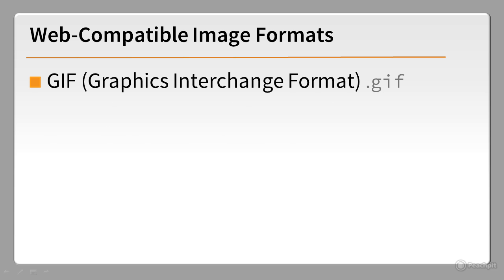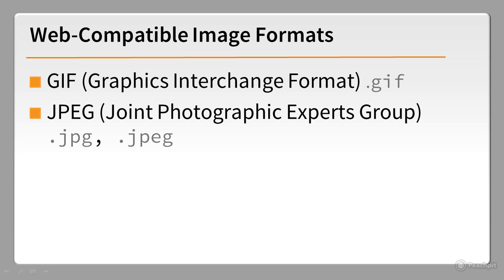GIF is one of the oldest formats and it's supported by all browsers. Many people pronounce it GIF. However you pronounce it doesn't really matter, but the file name extension is always .gif. JPEG has also been around for a long time and is universally supported. The file name extension is usually .jpg, but .jpeg is sometimes used.